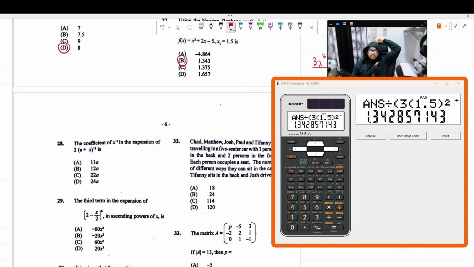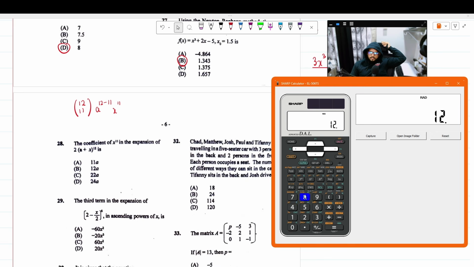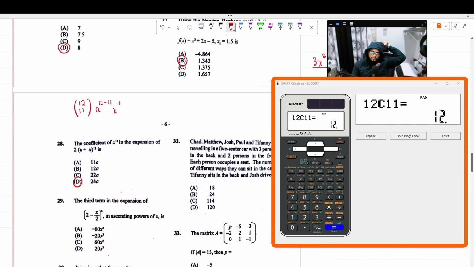The coefficient of x to the power 11 in the expansion of this is, I think this was 22a. Let's still do it over. So r will be 11. So we're going to get 12c11 a to the power of 12 minus 11 x to the power of 11. So 12c11 is 12. 12 twos are 24. So 24a. I was mistaken.